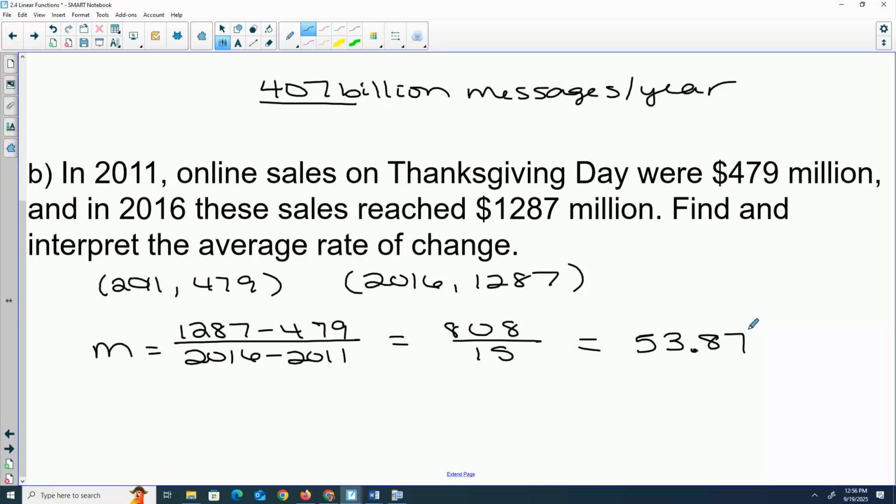This one doesn't work out perfectly. You could leave it as a fraction, lowest terms, or you could round your decimal. So we get 53.87. Mm-hmm. Wouldn't the 808 be 5? Oh yeah, thank you. Would help if I wrote things down correctly, wouldn't it? Okay. So now we get 161.6.